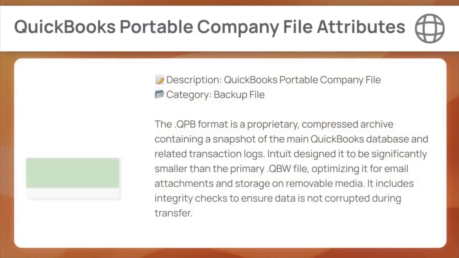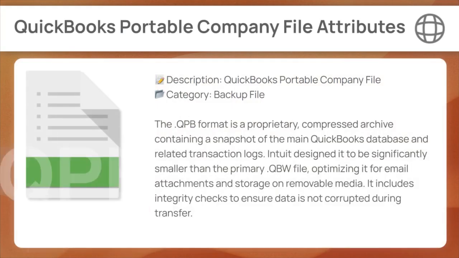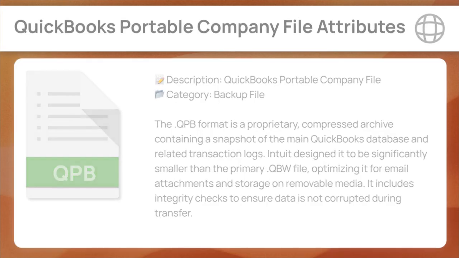The .QPB format is a proprietary compressed archive containing a snapshot of the main QuickBooks database and related transaction logs. Intuit designed it to be significantly smaller than the primary QBW file, optimizing it for email attachments and storage on removable media. It includes integrity checks to ensure data is not corrupted during transfer.